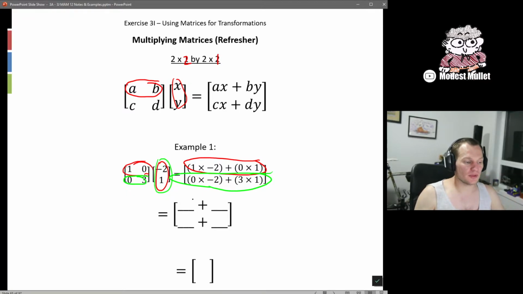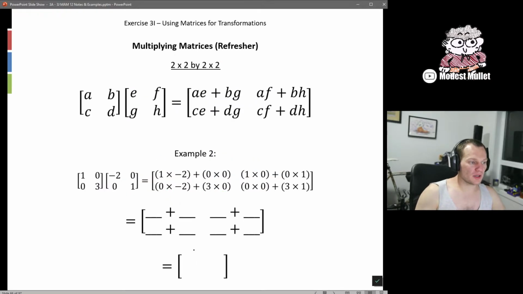If you're a bit fuzzy on the whole matrix operations, you're going to have to go back and review them yourselves. That's not the purpose of this video, but just to give you a bit of a warm-up to think about it. So 1 by negative 2 is negative 2, 0 times 1 is 0, 0 by negative 2 is 0, 3 by 1 is 3, so we get negative 2, 3. So that's a 2 by 2 multiplied by a 2 by 1, which are generally the easier ones. And then the harder ones are the 2 by 2s multiplied by a 2 by 2.